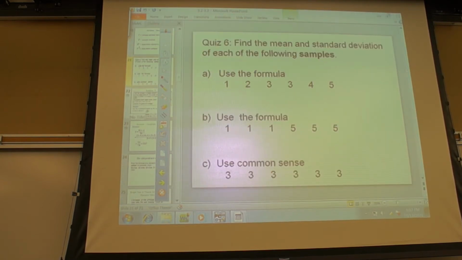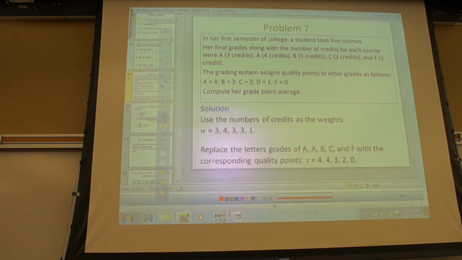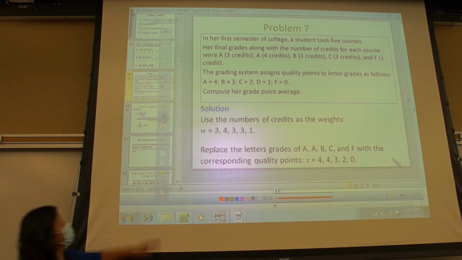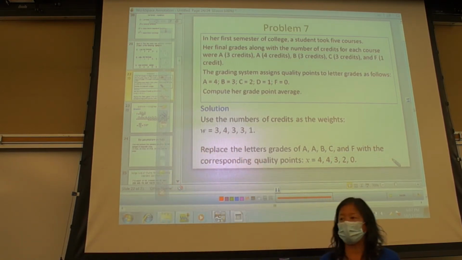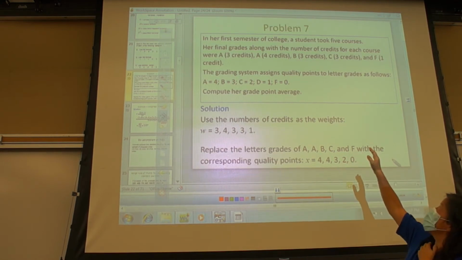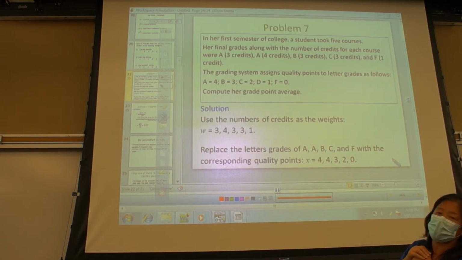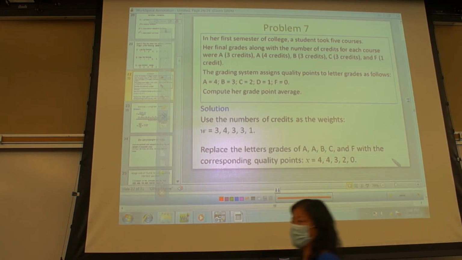All right. The last one you guys have is problem number 7. So here, this person has taken 5 classes. The first class was 3 credits and they got an A. The second class they also got an A on. That was 4 credits. The third class they got a B on. It was worth 3 credits. The next class they got a C in. That was worth 3 credits. And the last class they got an F in, but it was only worth 1 credit. So I would suggest that you set it up like this first. Give yourself a little bit of room here.